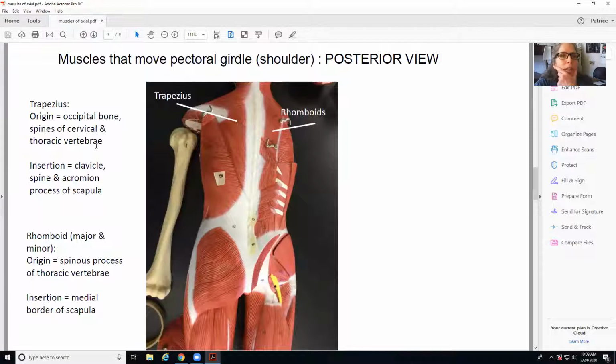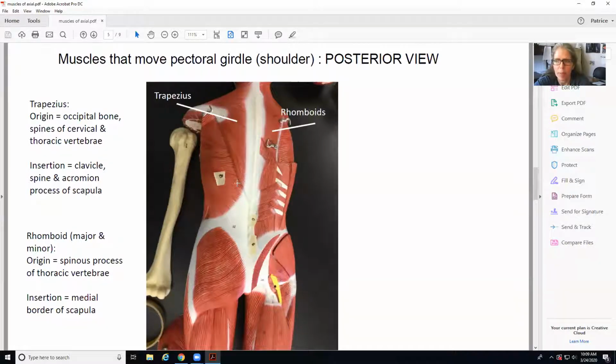For the trapezius, now these are muscles that move the pectoral girdle, so that means we're moving the scapula and clavicles. So please remember that, insertion has to be on the scapula or the clavicles or both. This is a posterior view of the mini-man. I put the humerus in here, but your arms are missing. So this is a posterior view of what we consider the trunk of the model.